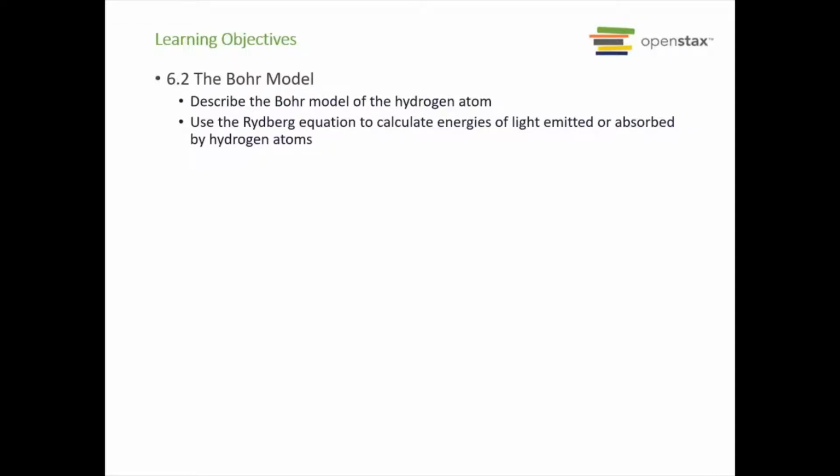We're now moving on to section 6.2, the Bohr model. Here we're going to describe the Bohr model of the hydrogen atom and use the Rydberg equation to calculate energies of light emitted or absorbed by hydrogen atoms.